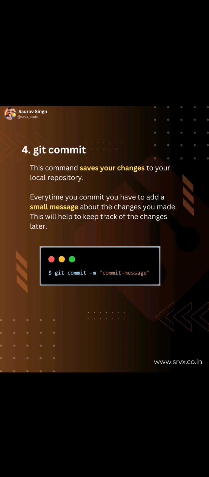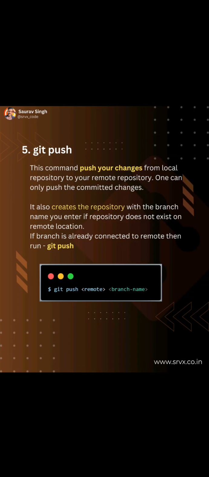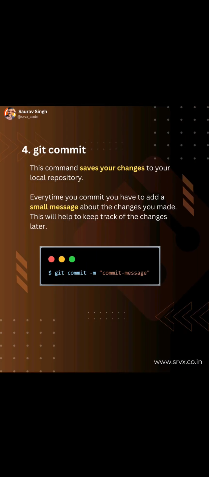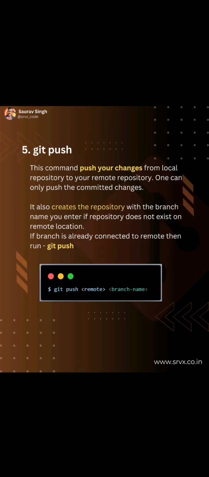So the git commit command saves all changes in the local repository, but when you want to push the codes in your branch, it will save from local to remote repository. So it will save permanently in the remote repository. The difference you can get, right? Git commit and git push. Git commit always saves your data in the local repository, but git push saves your data in the remote repository. One can only push the committed changes.